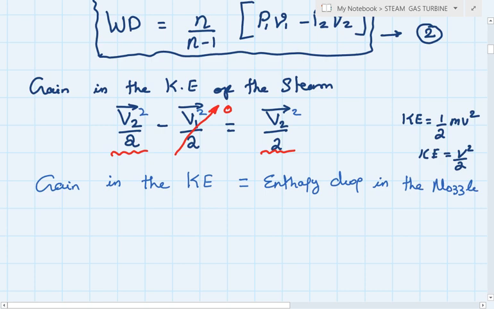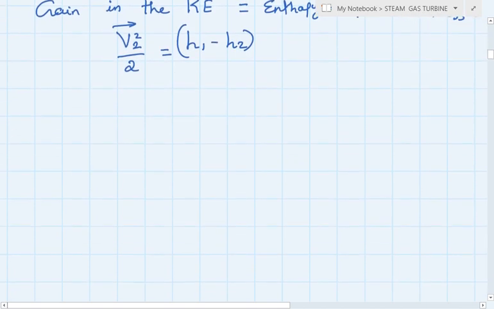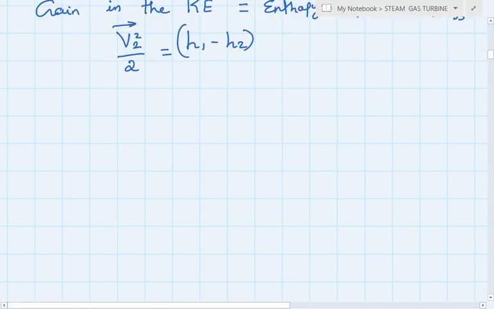So the formula will be V2 square by 2 equals the enthalpy drop, h1 minus h2.